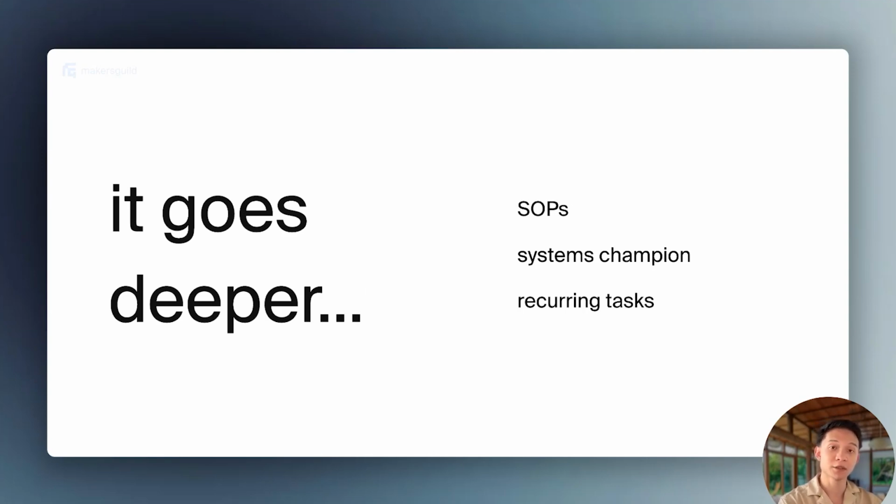Now it goes deeper. So what I've given to you is really just a good starting point. Once again, 20% of creating systems produces 80% of the results or the value that you can get out of mapping out your systems. You can go deeper, right? Like creating SOPs. I think that's a whole separate video on its own. How do you create simple yet effective SOPs? What are systems champions? System champions are basically the people who are focused on creating systems and automating your business. And then the last one, recurring tasks, right? So it really goes deeper.